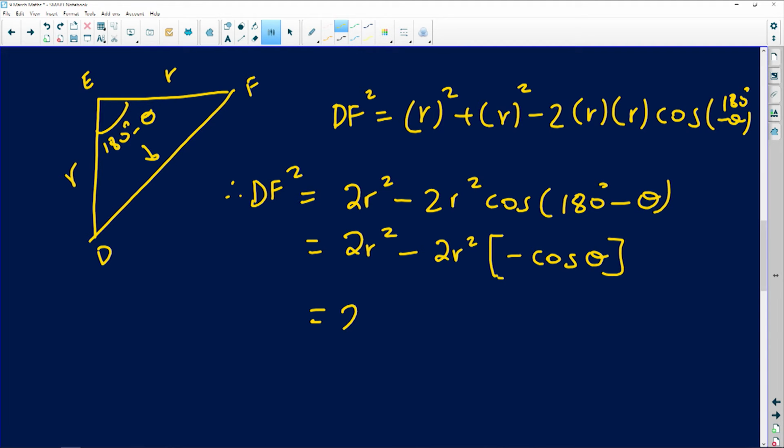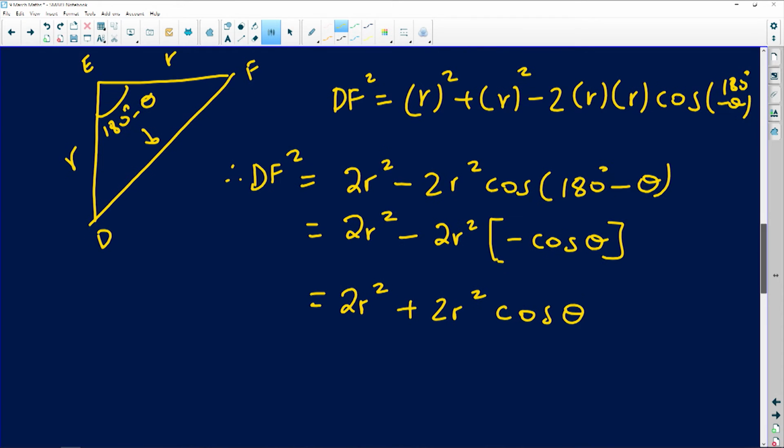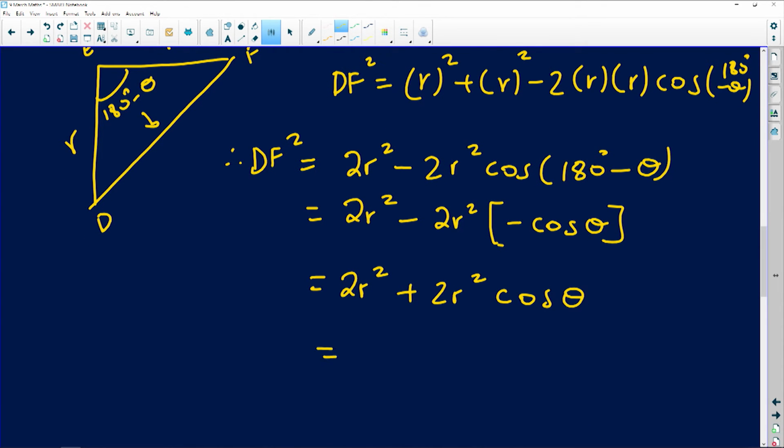Now, if I simplify this, I'm going to get 2R squared. Negative here multiplied by the negative is going to give us positive 2R squared multiplied by the cosine of theta. We do have a common factor here, which is that R squared. I'm going to take it out as a common factor. I'm going to have R squared into 2 plus 2 multiplied by the cosine of theta.